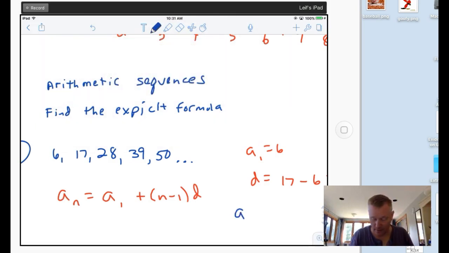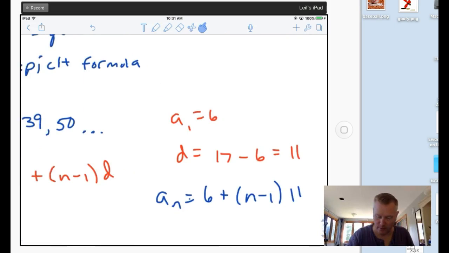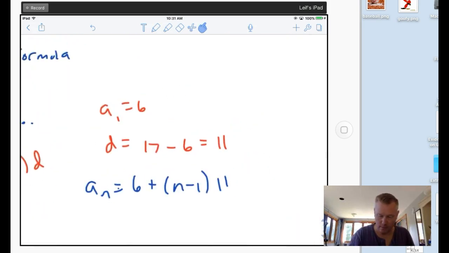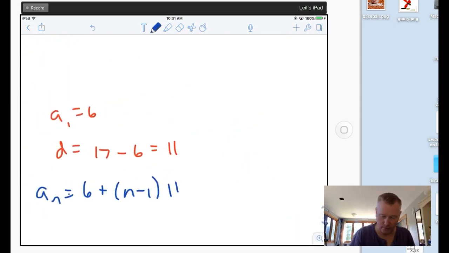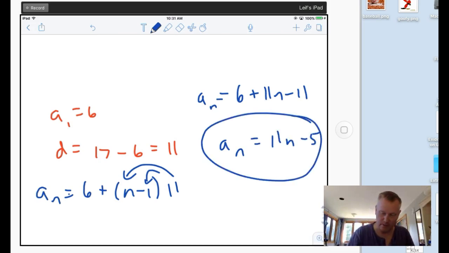So I got a of n equals 6 plus n minus 1 times d. And then you simplify it, all right? Don't just leave it like that. So I'm going to do that over here. If I took 6 plus 11n minus 11, which is what I get when I do distributive property, and then simplify, I get 11n minus 5, and that is the answer I'm looking for.